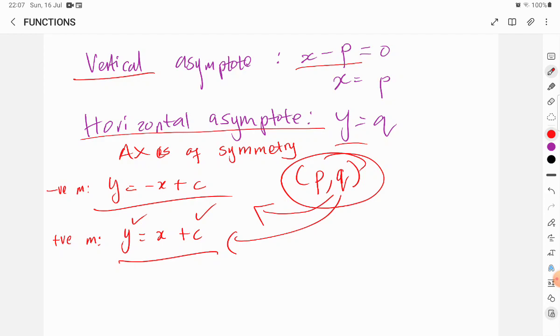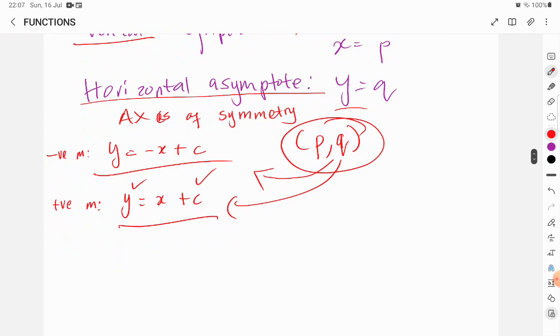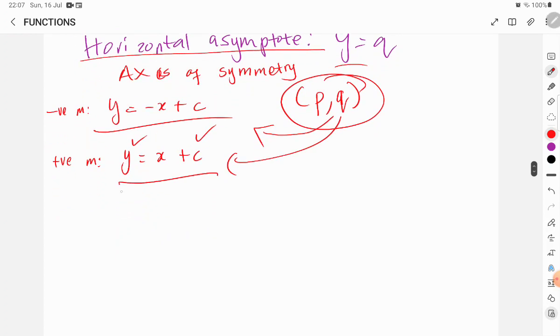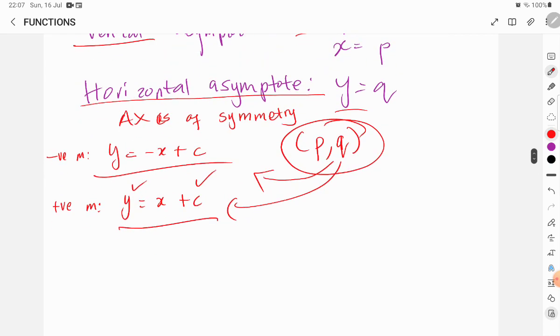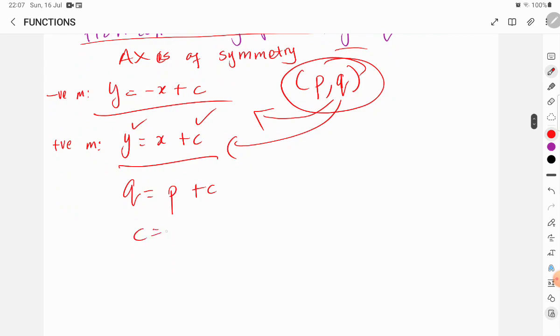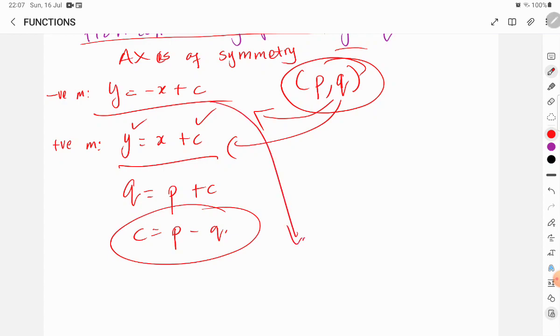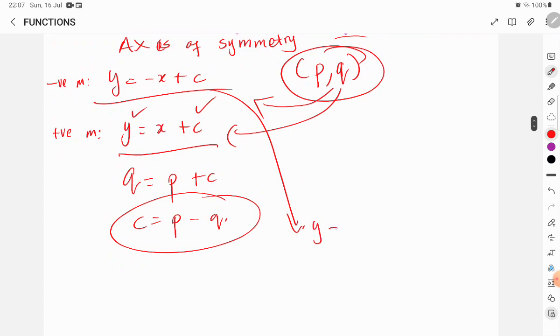We can quickly substitute here and see if it works out. For our y, we put in q, and for x, we put in p plus c. So that means c is just equal to p minus q for one with a positive gradient.